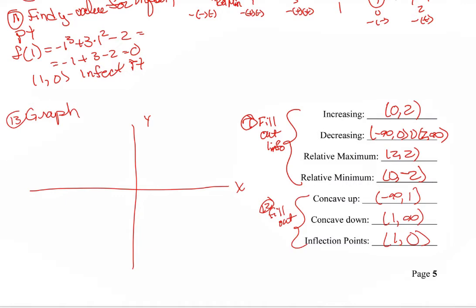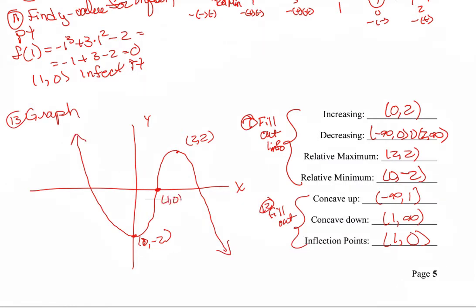And the way I graph is I plot my max and min, and then I just draw it. So I come down, I curve, and I draw it, and then I say right there is my inflection point. And that's it. And I draw my little f. And I'm done.